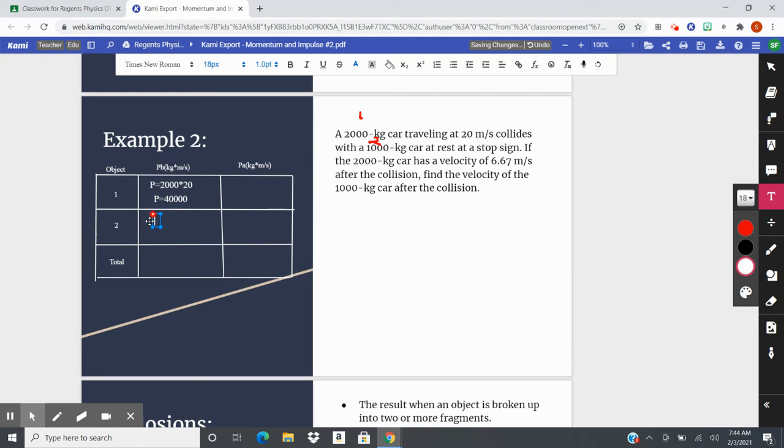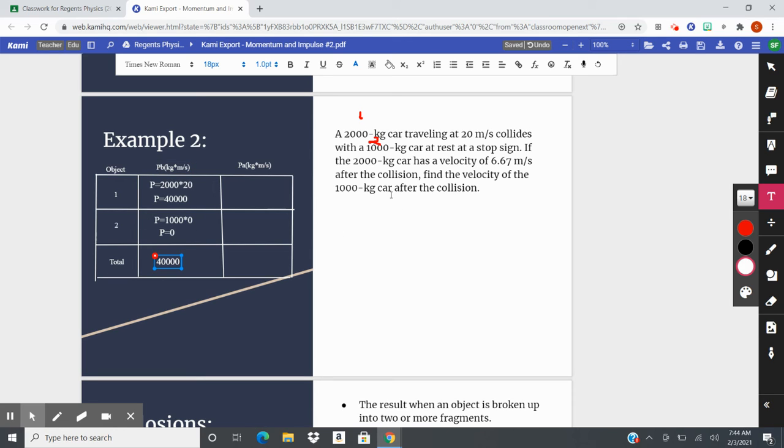Now we need to find the momentum of object 2 before they collide. It says that object 2 is 1,000 kilograms, but it's at rest. So is our object moving? No, our object is at rest. There is no velocity, so we're going to multiply by 0. Anything times 0 is going to be 0. Adding up our total momentums before, we are just left with 40,000. Simple, just like we did in elastic collisions. Everything is the same. You just plug in what it wants you to solve for.